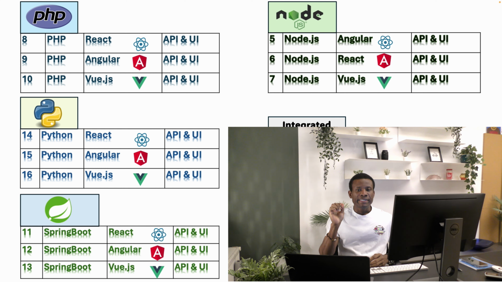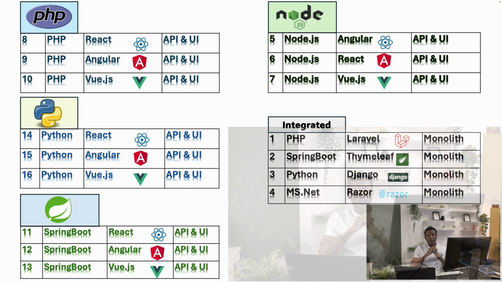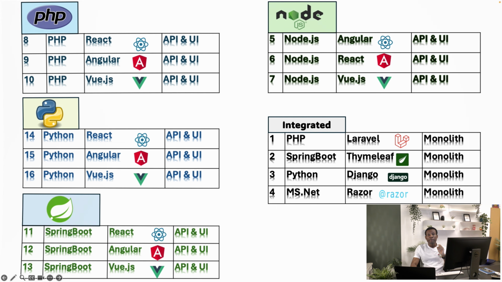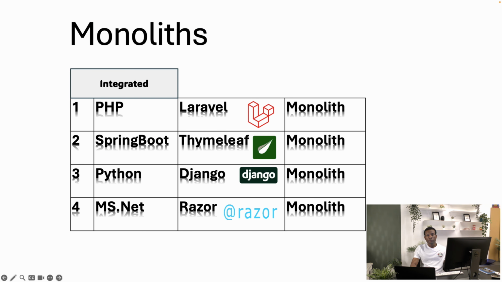So I've made a list of 16 different possible tools or technologies we can use to build our next application, and I want you to make this choice from these 16 different frameworks or tools. There are 5 sections: PHP, Python, Spring Boot, Node, and integrated. But I'd like to give a bit of explanation about each of these sections so that you can choose the right set of tools you want, and also choose what application you want us to build.